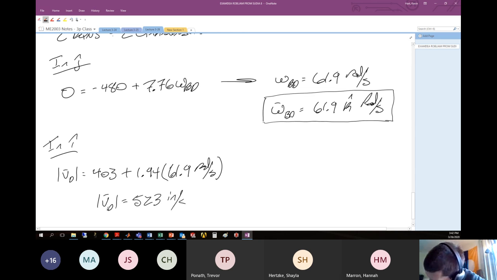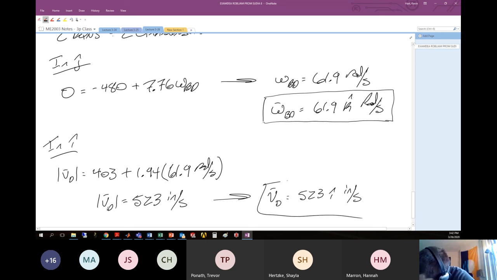523 inches per second. Or if we want to report in vector notation, since we know that the velocity of D is contained entirely in the x direction, we'll say that the velocity of D is 523 I hat inches per second. So this tells you what the speed of the piston is at that particular point.